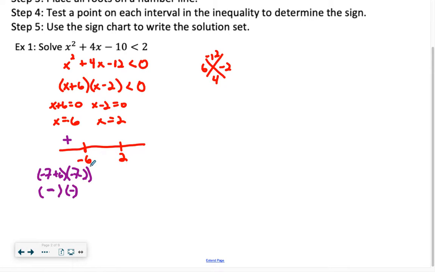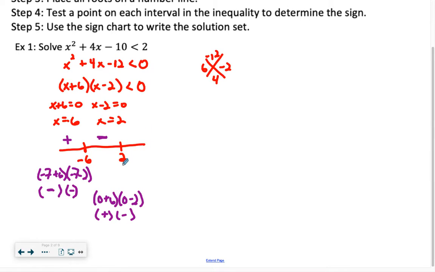Then I'm going to take a number in between negative 6 and 2. 0 would probably be a good option. Whenever we can choose 0 for something like this, choose 0. So if I plug 0 in for x, I'm going to have 0 plus 6 times 0 minus 2. So again, all I care about is the sign. So that would be a positive times a negative. A positive times a negative is going to get me a negative result.